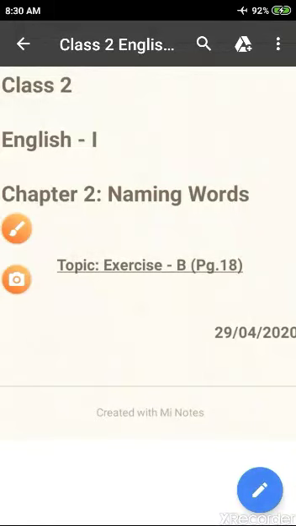Class 2, English 1, Chapter 2, Naming Words. Topic for today, Exercise B, given on page number 18 of your English 1 book.